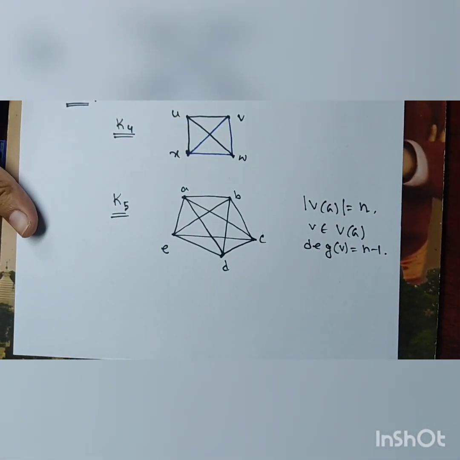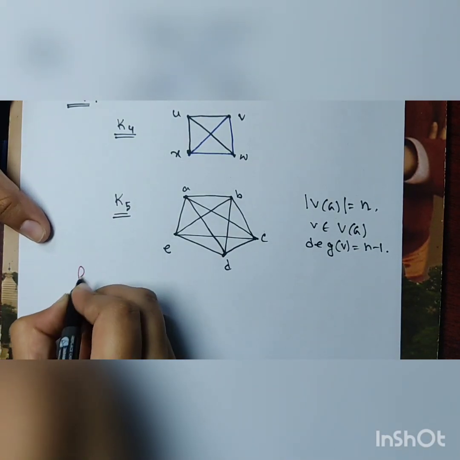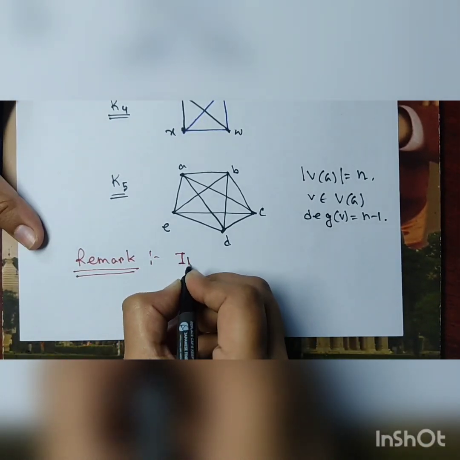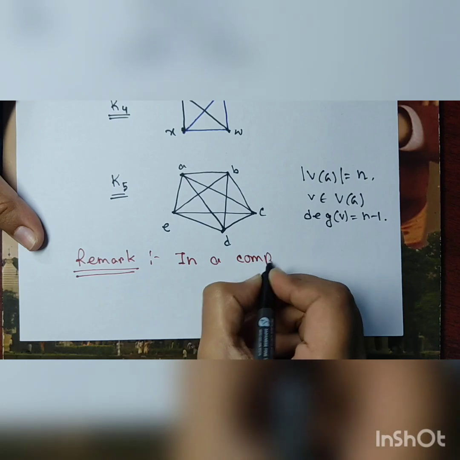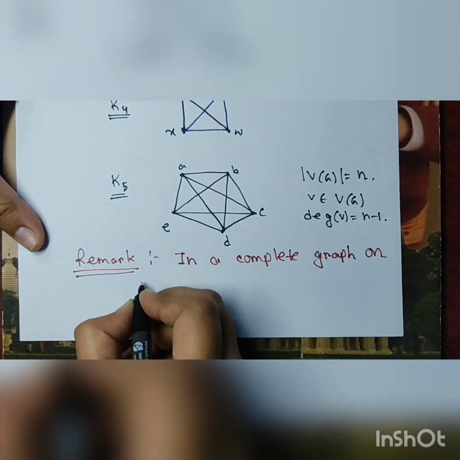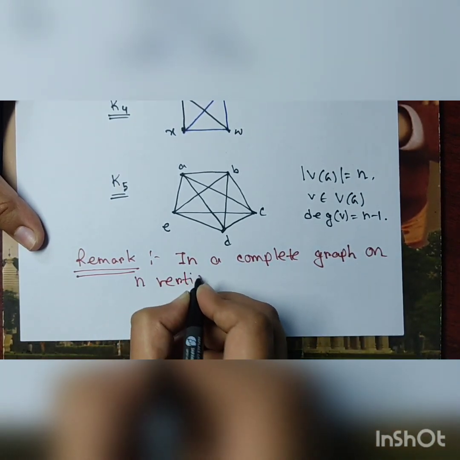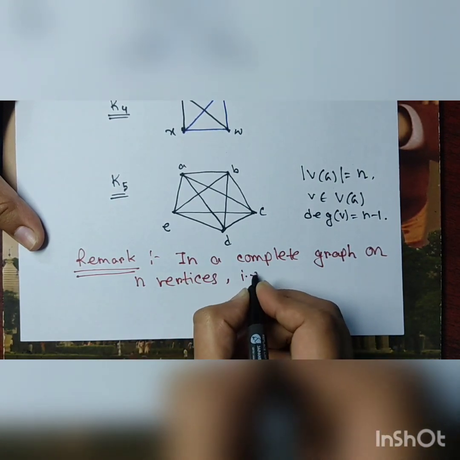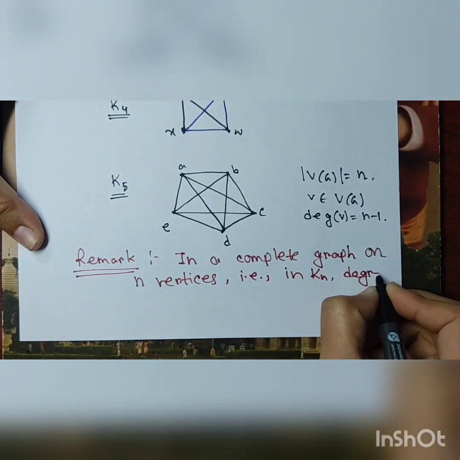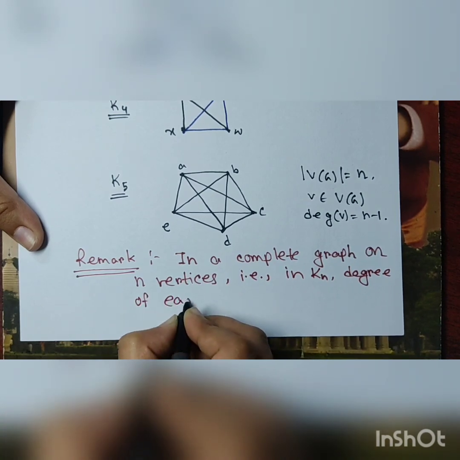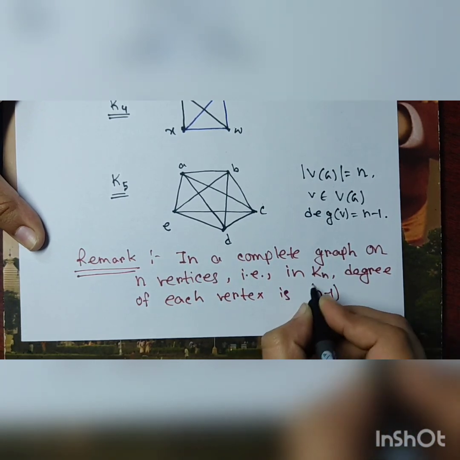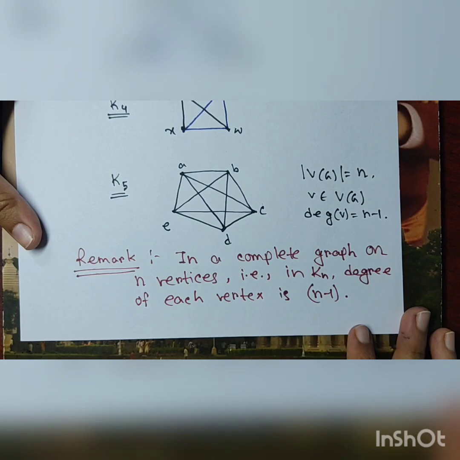So here we can have a remark like that. We have a remark that in a complete graph on n vertices, that is in Kn, degree of each vertex is exactly n minus 1. Okay, so we have this remark.